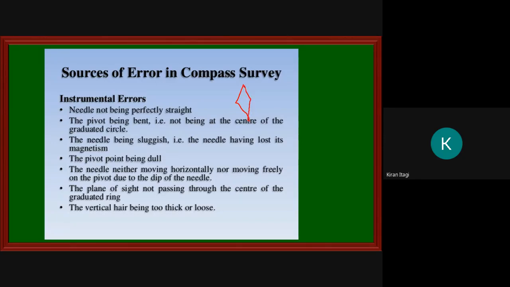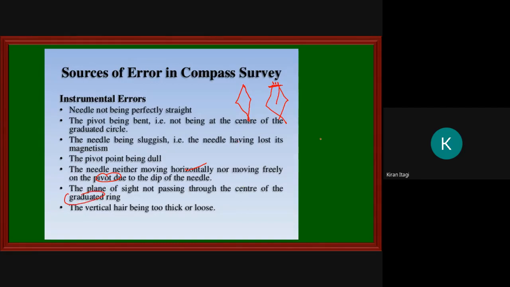Okay. Here we have sharp pointing. Sometimes, due to some damages, the pointing is not perfect, so you will have some errors while taking the readings. The needle neither moves horizontally nor moves freely. Due to that problem, the plane of the axis is not passing through the center of the graduated scale.